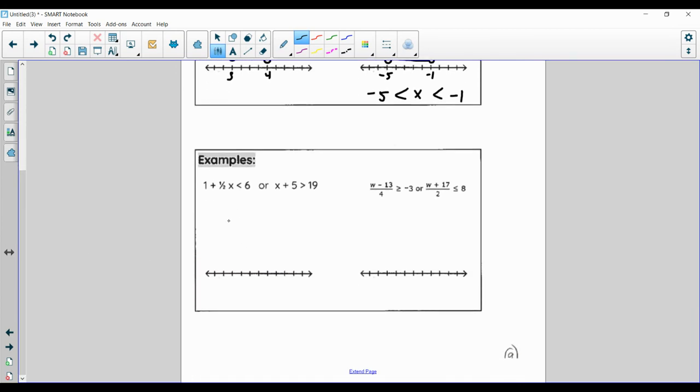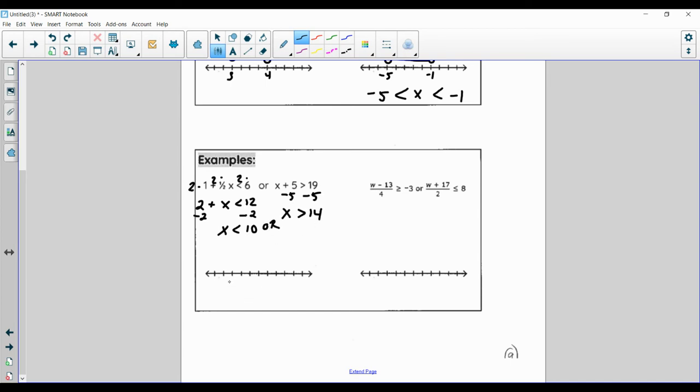For OR compound inequalities, we're just going to solve each inequality separately. So I'm going to start by clearing out my fraction, multiplying the whole equation by 2, subtracting 2, and we get our first inequality is that x has to be less than 10. My second inequality, I'm going to subtract the 5, so I get that my second inequality is that x has to be greater than 14.